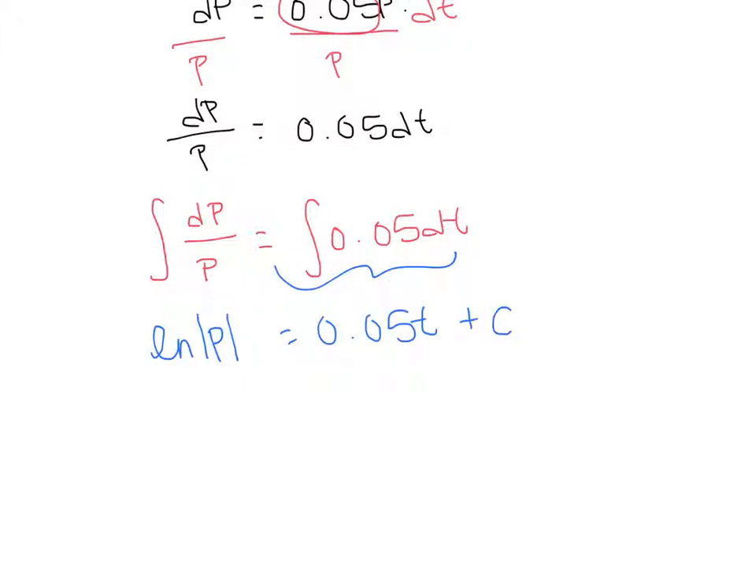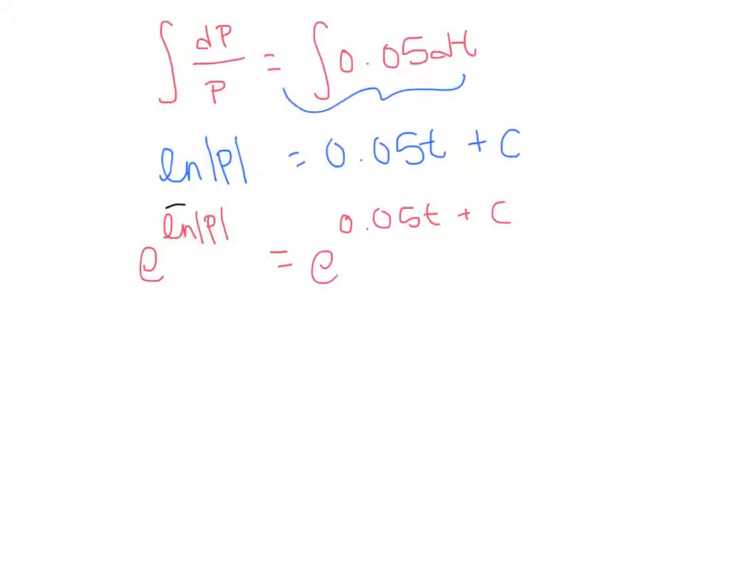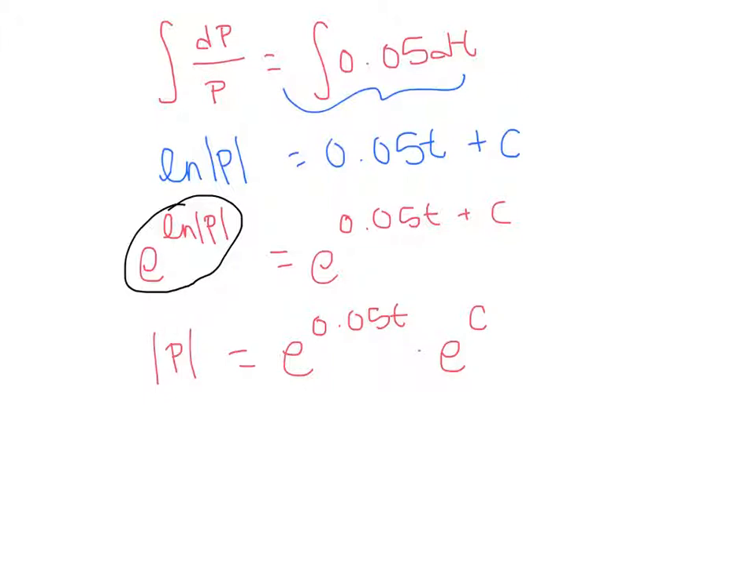So from Algebra 2, we are going to raise this entire equation to the power of e, which is going to give me e to the natural log of the absolute value of p, which is going to equal e to 0.05 t plus c. Okay, now we're going to keep going because we're almost done. Hopefully you remember from Algebra 1 that e raised to an ln cancel each other out. So on this side, we are left with the absolute value of p. And on this side, if we use our exponent rules, we're going to get e to the 0.05 t times e to the c.